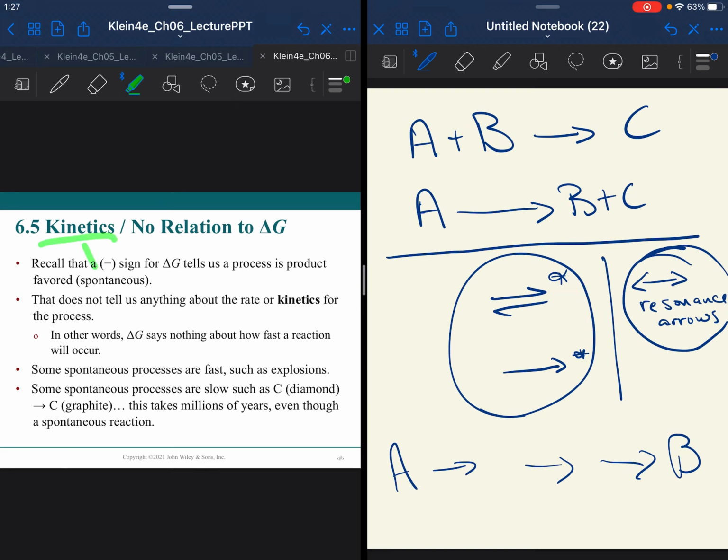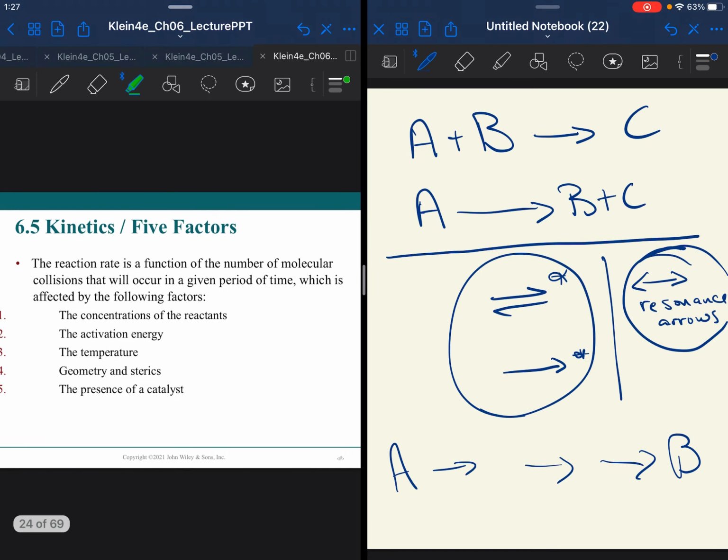Let's see. Here we go. Kinetics, relationship to delta G. I want to get to the slide that will make sense for us. Okay, so kinetics, five factors that go into studying kinetics: concentration of reactants, activation energy, temperature, geometry, and steric.